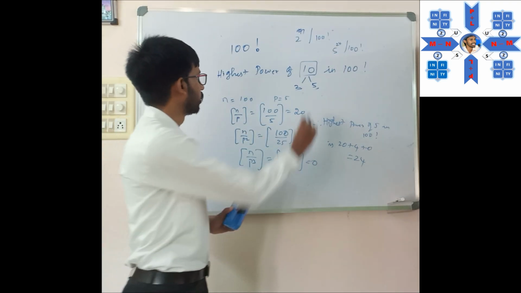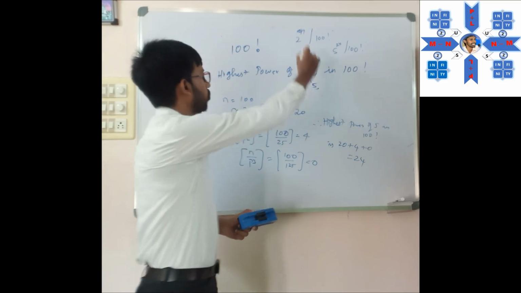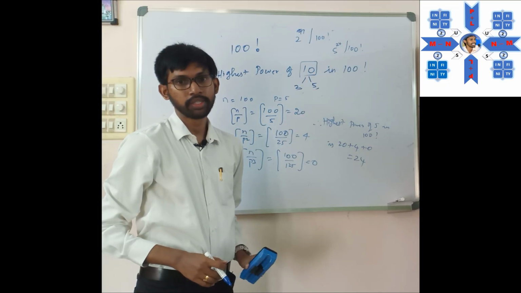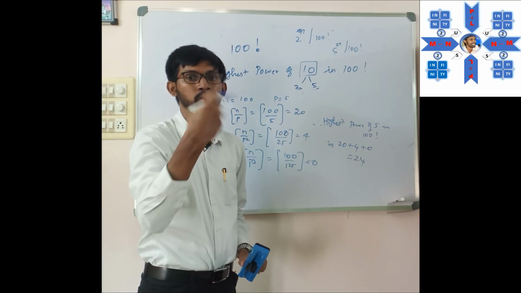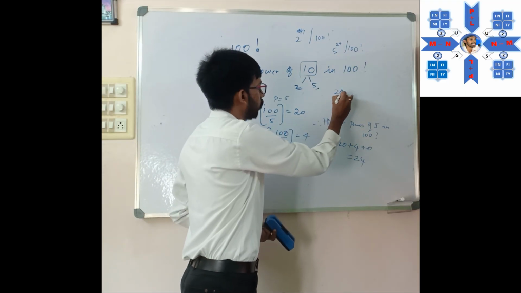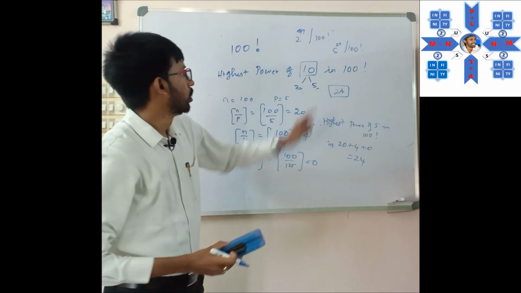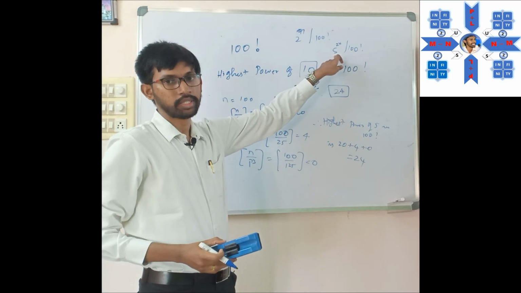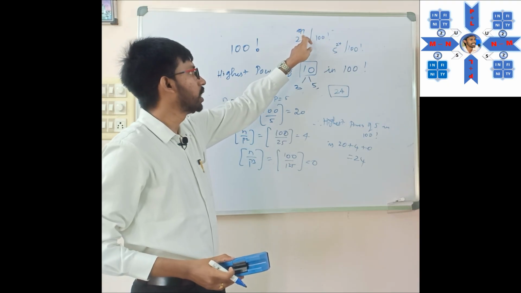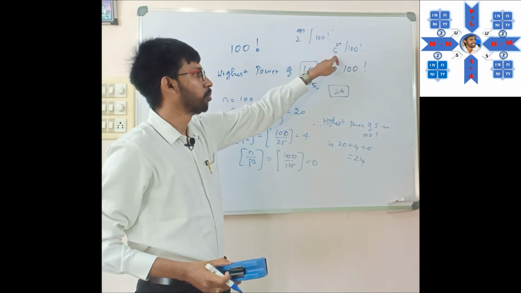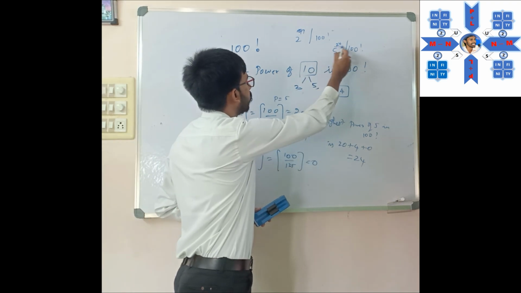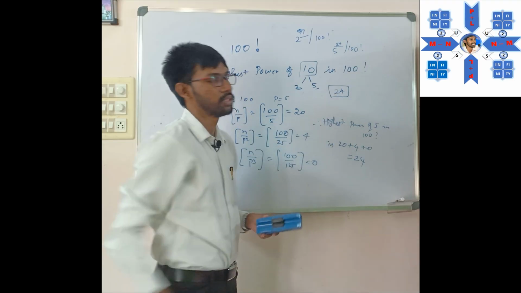My question is about 10. So I have 97 2's and 24 5's. Only 5 and 2 can combine to give 10. So 24 will be the answer, because I have only 24 5's. Out of the 97 2's, only 24 will be available to combine with 5. So obviously the minimum of these two, 24, is the answer.